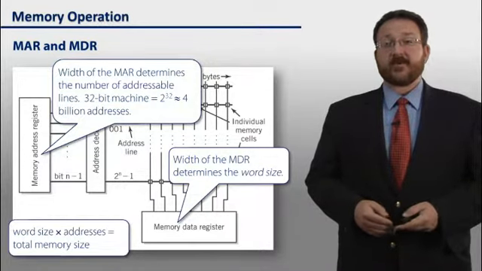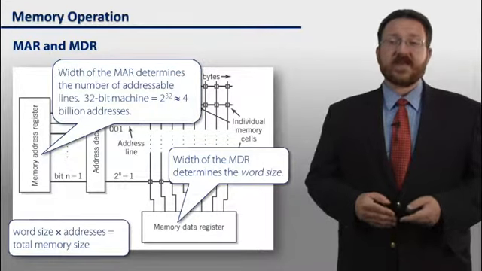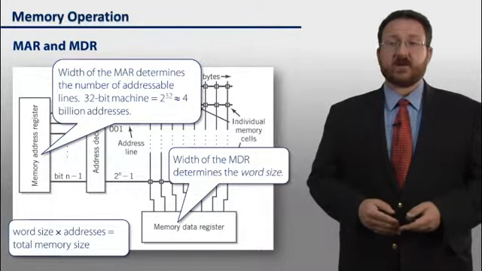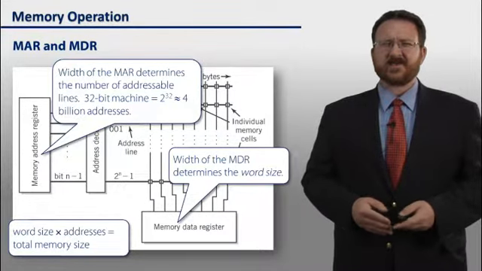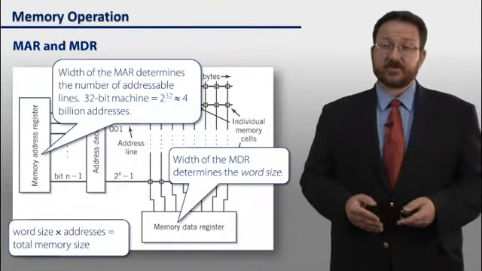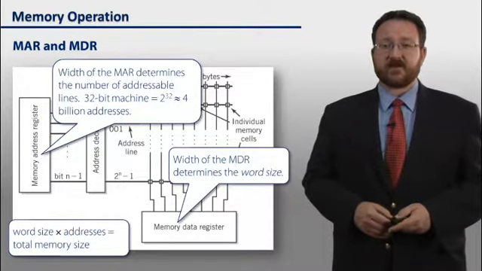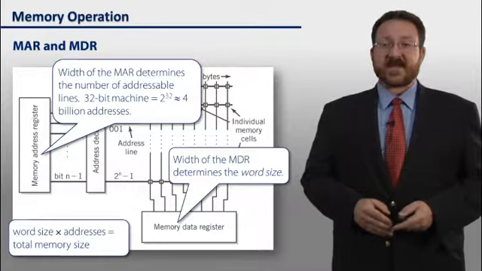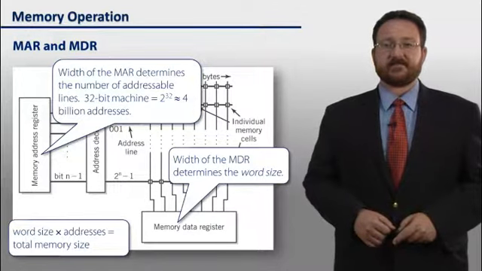The width of the memory data register then determines the word size. In this picture, we see 8 bits that are flowing into the MDR, but the MDR could also be 16 bits or 32 bits wide. This is where we get the idea of a 32-bit machine or a 64-bit machine. This is typically the width of the MDR. The word size then, times the number of addresses, gives you the total memory that you can address in bytes.